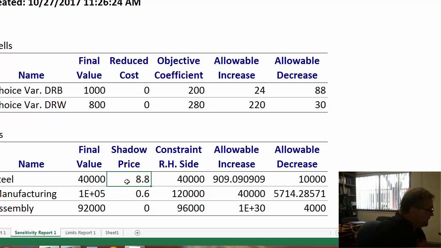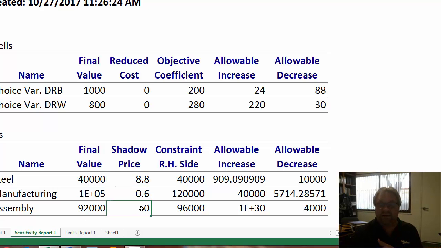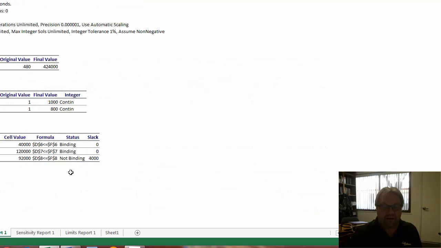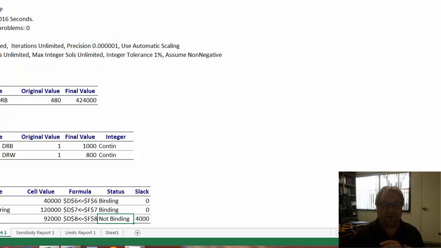C. Deegan is considering using overtime to increase the available assembly time. What would you advise? So, assembly time. I would advise no, right? The idea here is the shadow price is zero, so adding more assembly time is not going to help me. And you can also see that here, because the shadow price is zero, I have slack in my assembly time, and I actually have 4,000 minutes of slack. So I don't need any more assembly time minutes.